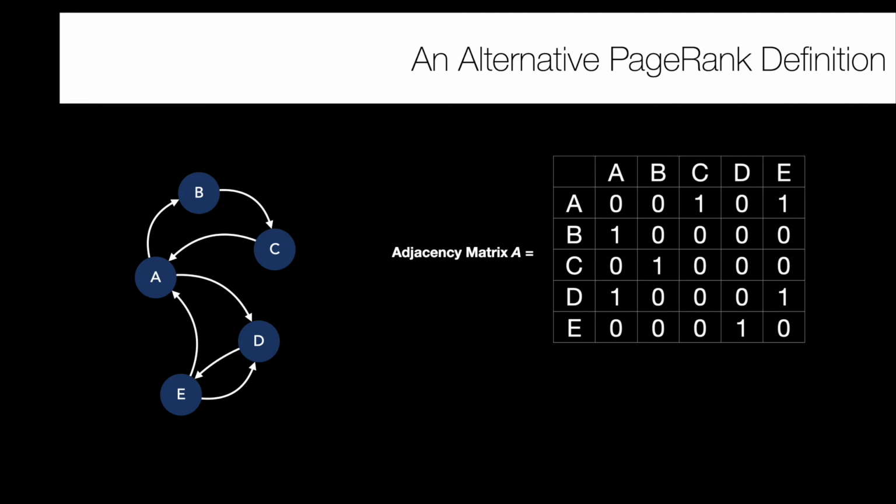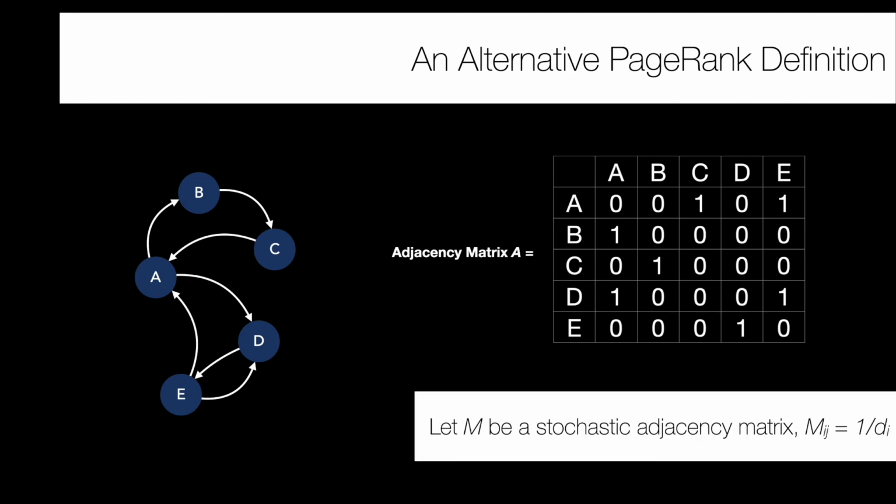We'll make a slight modification to focus on an adjacency matrix for this directed graph, where we see column A tells us what nodes A points to: B, and D. Column B is connected to C, column C shows C is connected to A, and so on. And we'll make one more modification and convert this adjacency matrix A to this stochastic adjacency matrix M, where every edge weight in our matrix is divided by the degree of the source node.